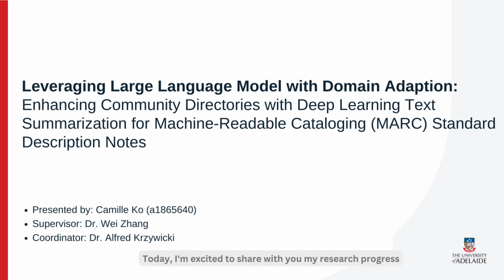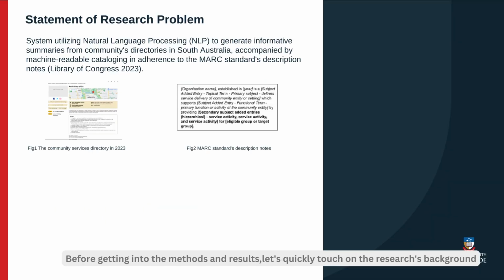Today, I'm excited to share with you my research progress focused on leveraging the large language model with domain adaptation. The goal is to enhance community directory through deep learning text summarization from machine-readable cataloging standard description nodes, also known as MARC nodes. Before getting into the method and results, let's quickly touch on the research background.